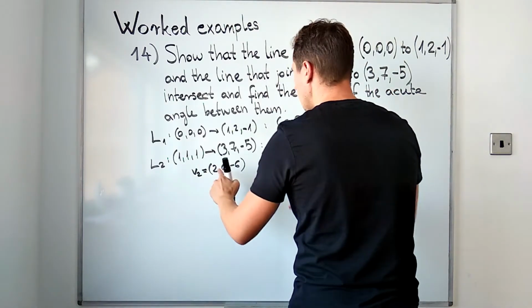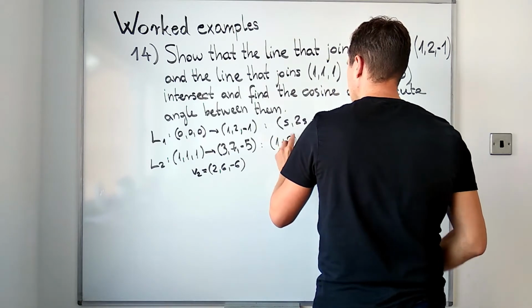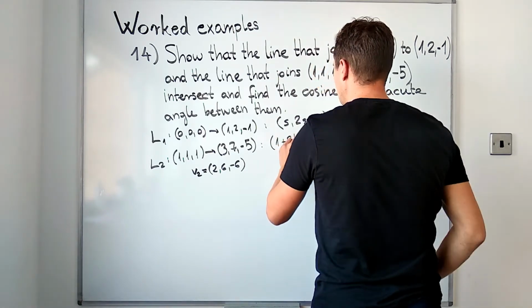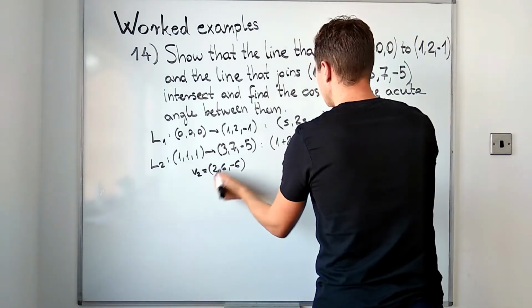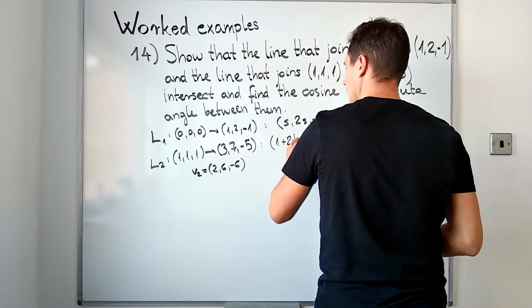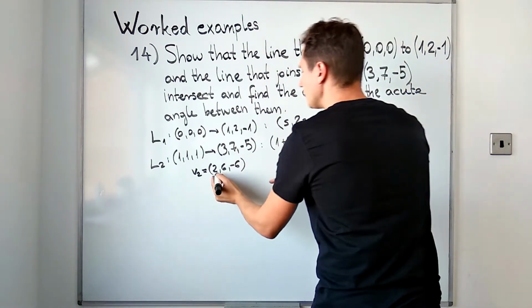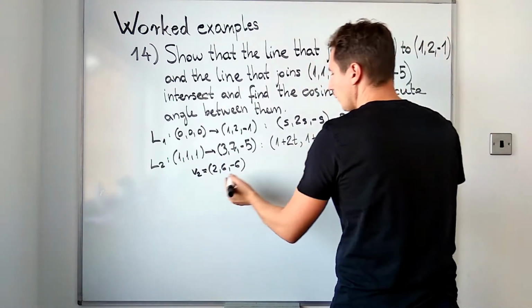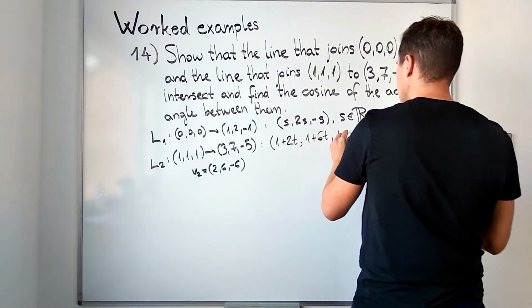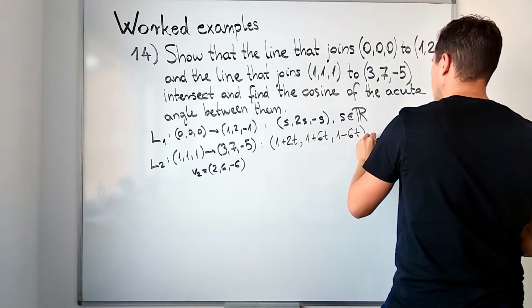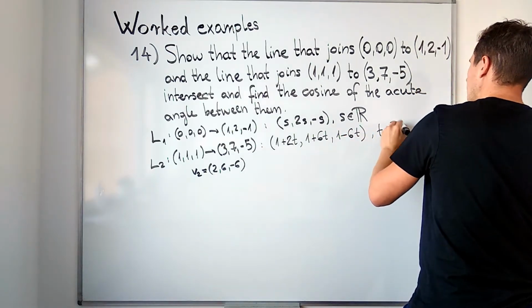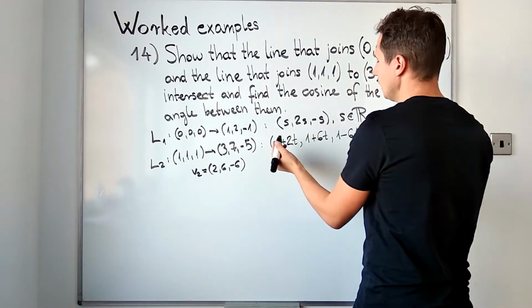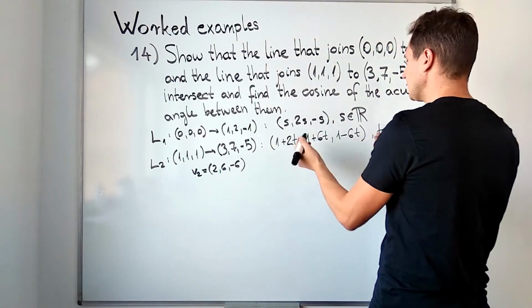So this is 1 plus twice some parameter t because of the first coordinate, then 1 plus 6 times that parameter t, and the third coordinate is 1 minus 6 times that parameter t. So this is the equation for the points, the coordinates of the points on the second line.